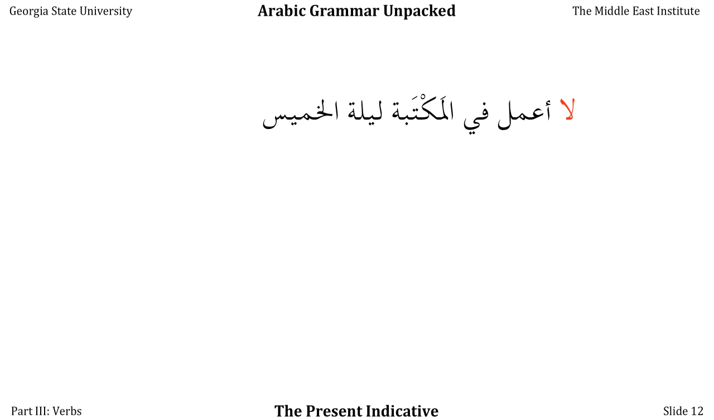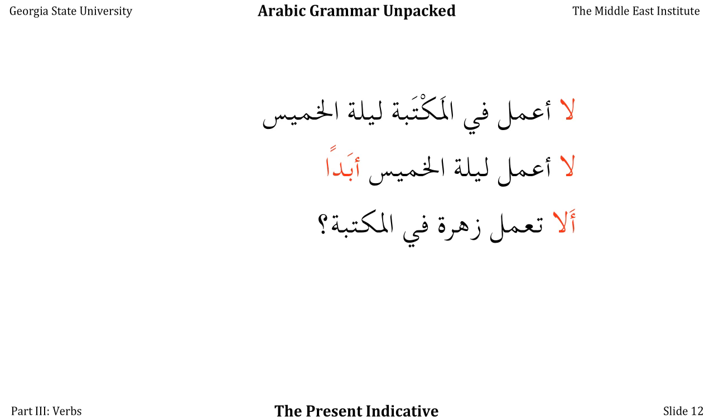When we negate the present tense, we simply put the particle la before it. La cannot negate an adjective or a noun, but it does negate a present tense verb. لا أعمل في المكتبة ليلة الخميس. I don't work, or I am not working, in the library Thursday night. We can put a negation particle at the end, remembering that Arabic uses double negation like French or Spanish. So لا أعمل ليلة الخميس أبدا would mean I never work on Thursday night.